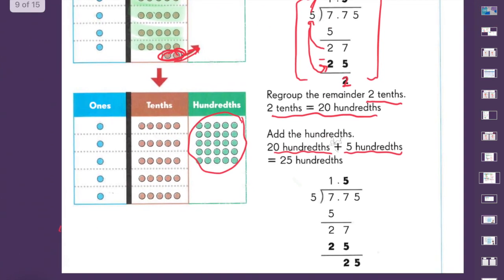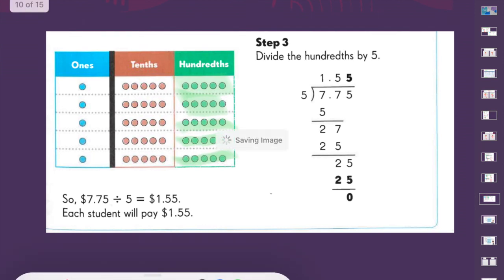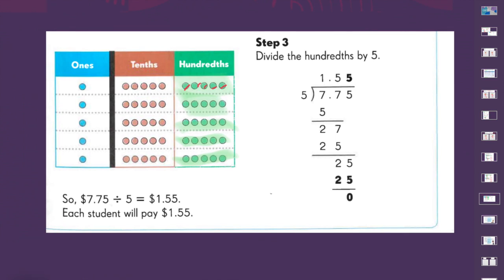And so if we look at what's happening mathematically, the 2 tenths were left over. We regrouped it with the 5 hundredths that were already there. So we have 25 hundredths now that we're going to divide into 5 equal groups. And now if we look in the hundredths place, we've created our 5 equal groups, and we can see that there are 1, 2, 3, 4, 5 in each group, and there are no hundredths left over to regroup.